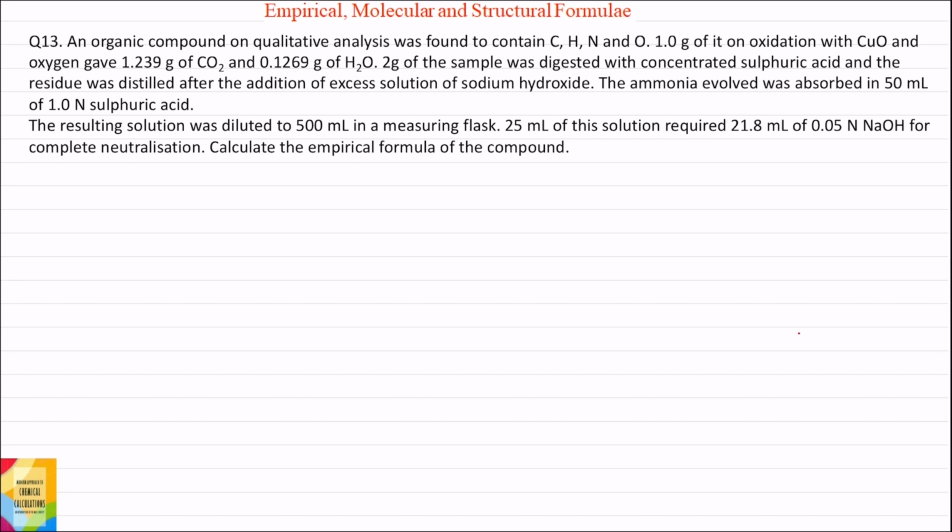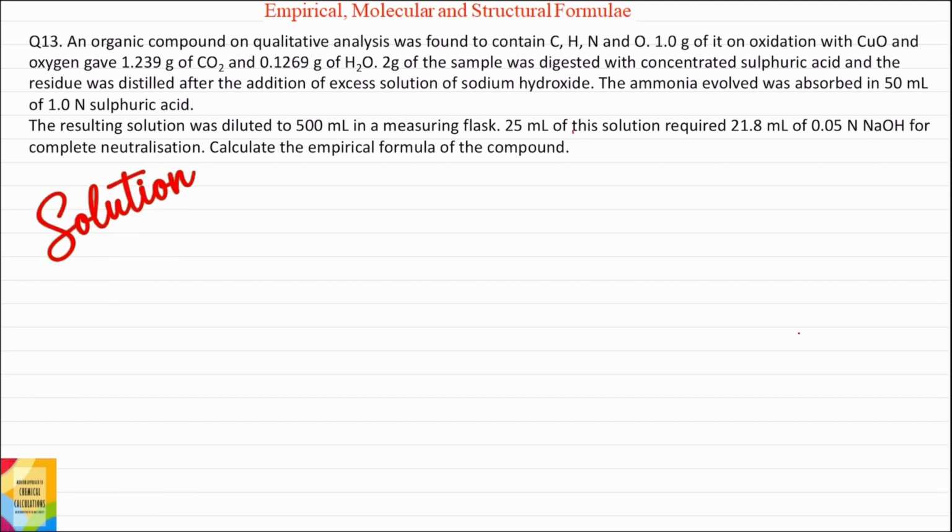2 gram of the sample was digested with concentrated sulphuric acid and the residue was distilled after the addition of excess solution of sodium hydroxide. The ammonia evolved was absorbed in 50 milliliter of 1 N sulphuric acid. The resulting solution was diluted to 500 milliliter in a measuring flask. 25 milliliter of this solution required 21.8 milliliter of 0.05 N NaOH for complete neutralisation. Calculate the empirical formula of the compound.